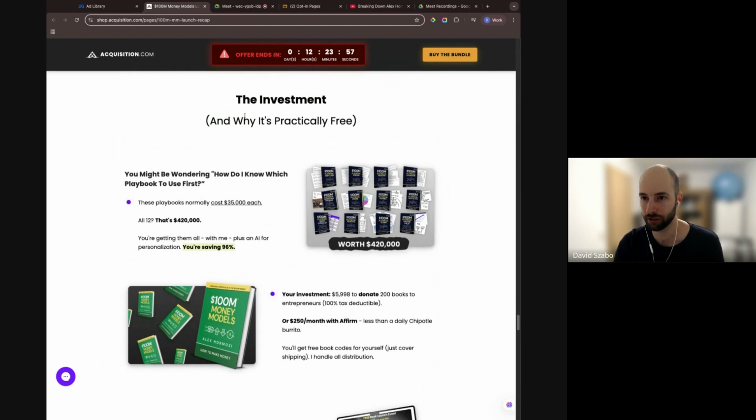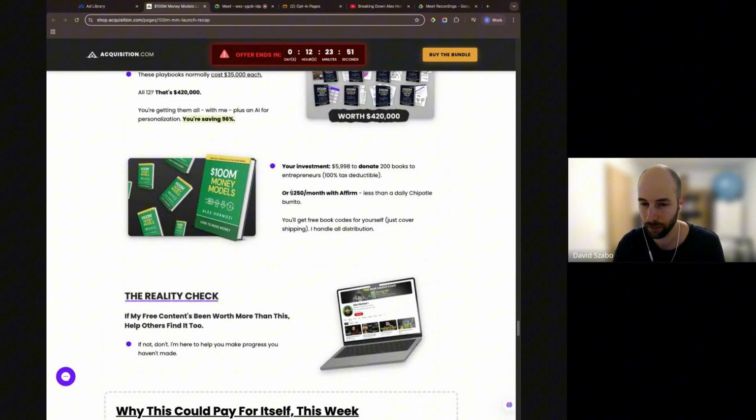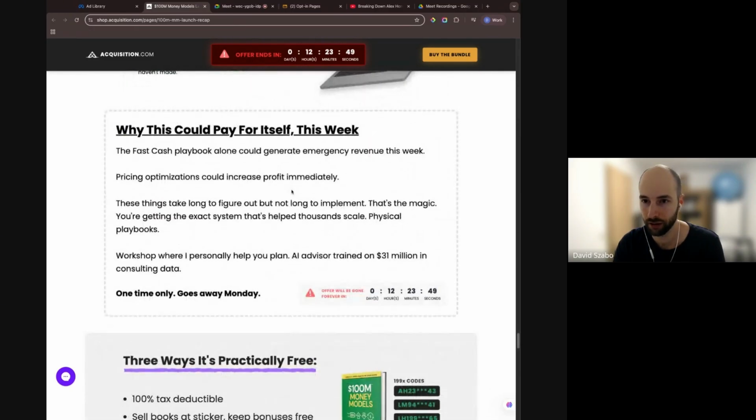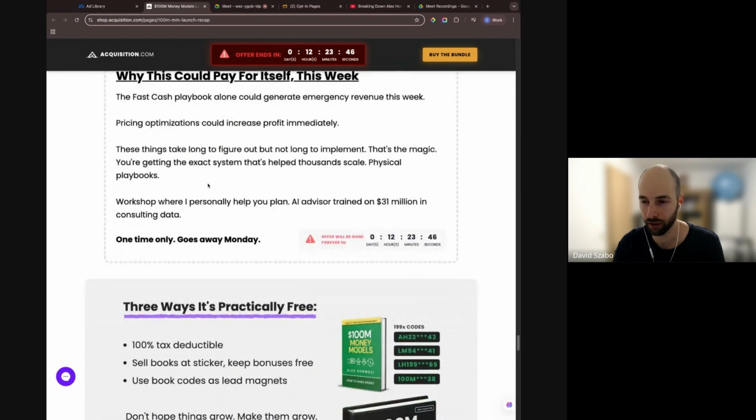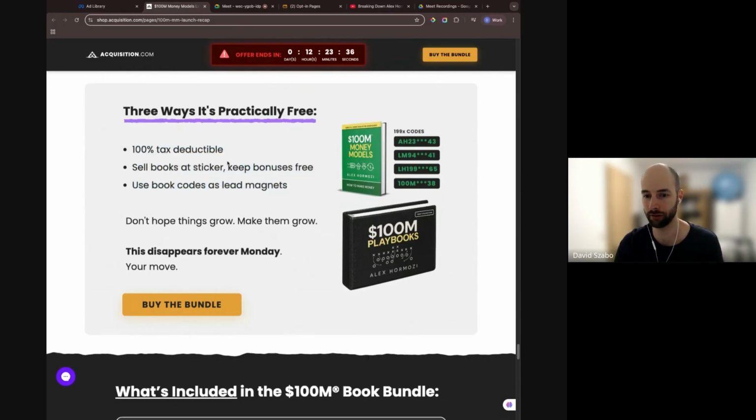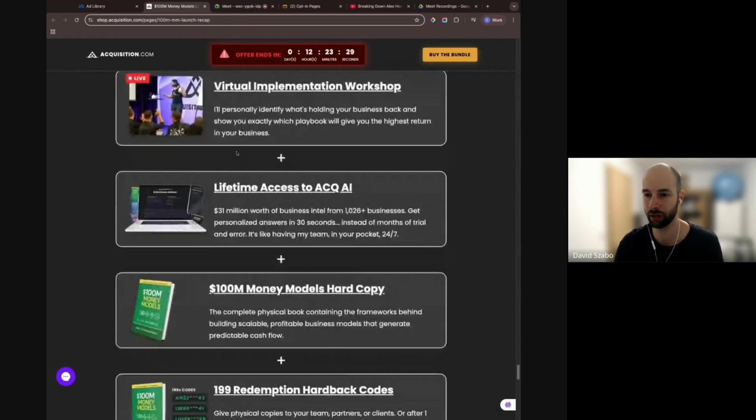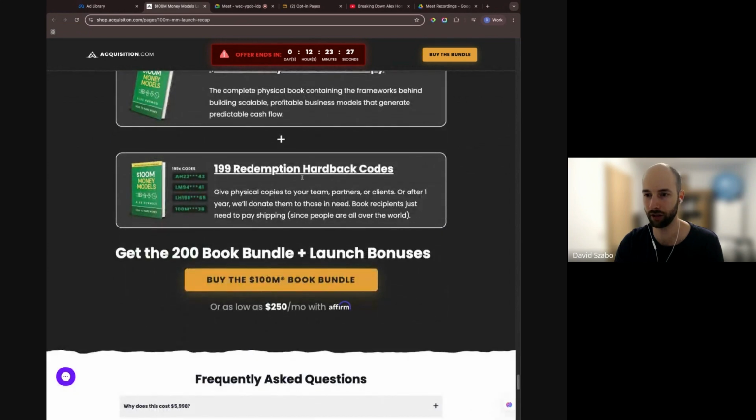Again, there's an objection: why it's practically free. I guess you can write it off. Yeah, practically free, deductible. You can sell the books and use book codes as lead magnets, so you can make the money back in different ways. So again, he handles the objection, and this is like the summary, the what's-included page. In case you were wondering what exactly you're getting, it is very clear now.